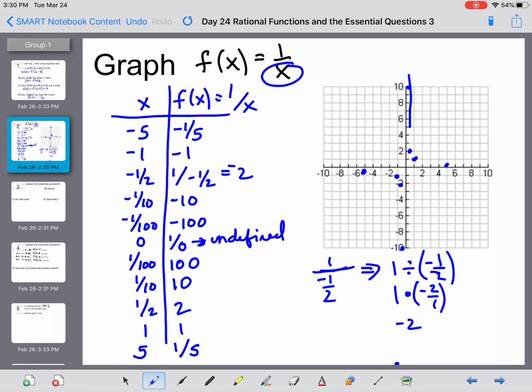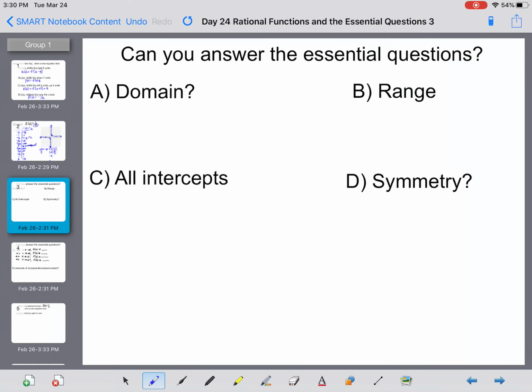Now this graph is kind of unusual because it's actually going to be in 2 pieces. Ooh, that wasn't a very smooth drawing for me. And we're going to do this side. So this rational function actually looks something like this. Let's answer the essential questions about it.